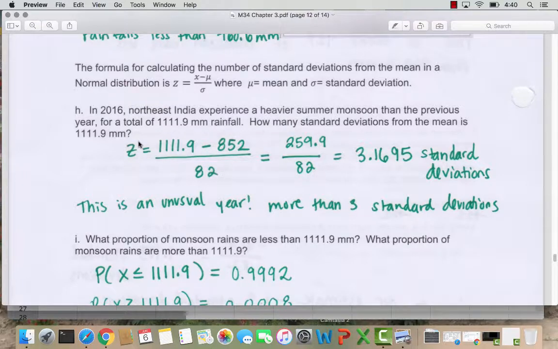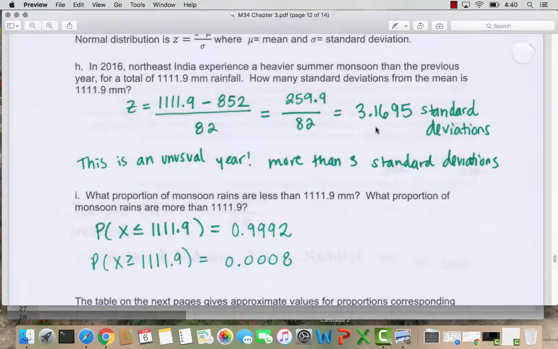So we want to know how many standard deviations from the mean is this. So we would subtract, following our formula, our x value is 1,111.9 minus 852. That gives us 259.9. And then we divide by 82. This is a higher value, so we're getting a positive difference from the mean. So that is more than 3 standard deviations. So we'd say this is an unusual year. So I might ask, well, what proportion of monsoon rains are less than 1,111.9 millimeters?